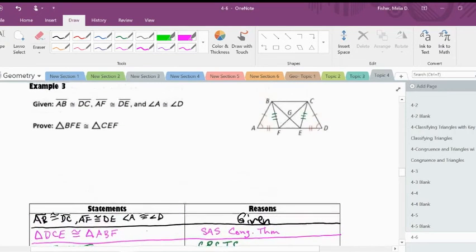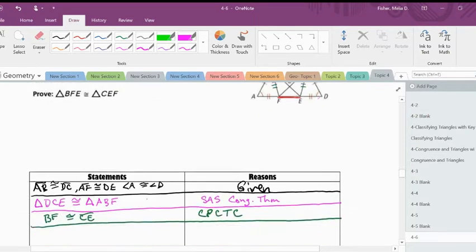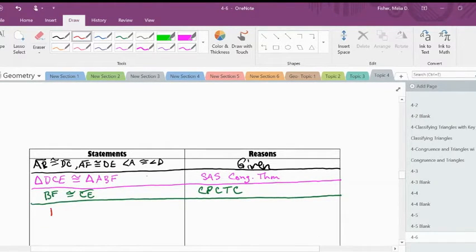The next thing that we know is that FE is congruent to EF, and that is the reflexive property.